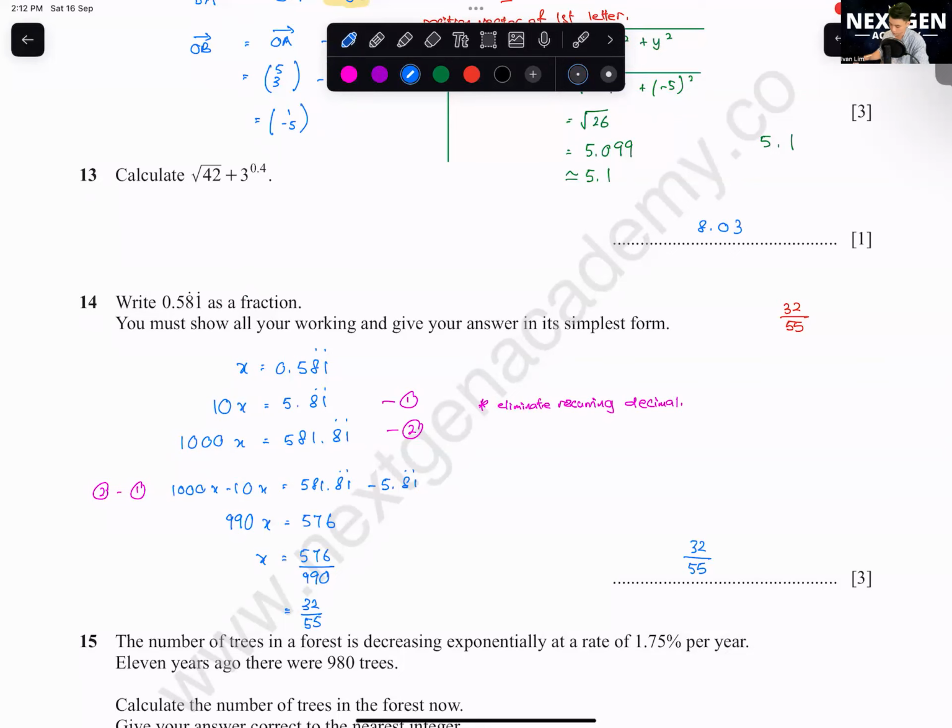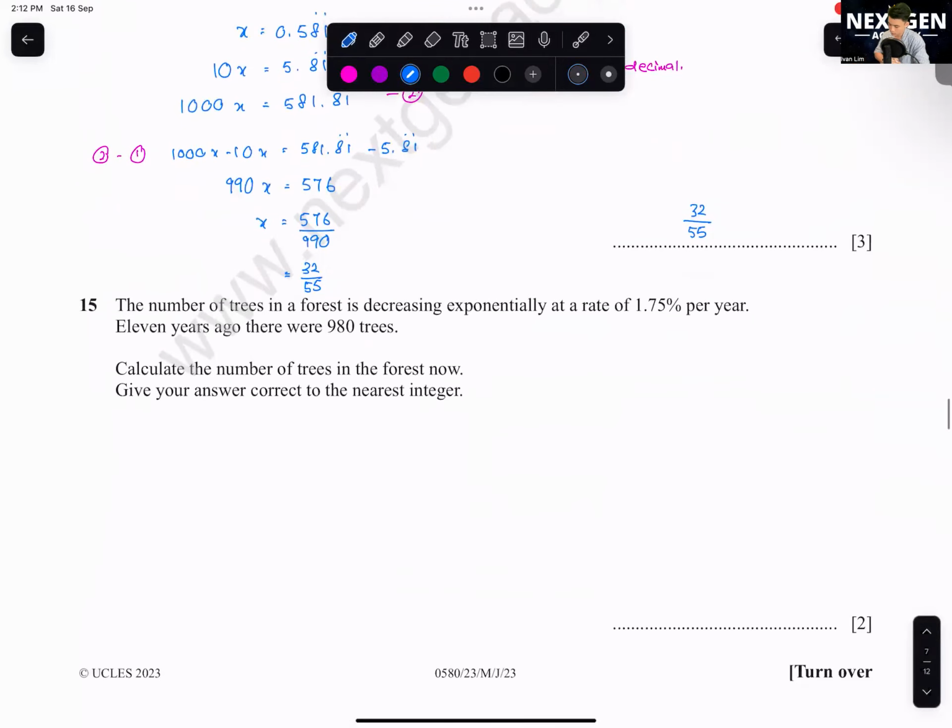Okay, question 15. The number of trees in the forest is decreasing exponentially. This is the keyword. At a rate of 1.75% per year. 11 years ago, there were 980 trees. Calculate the number of trees in the forest now.